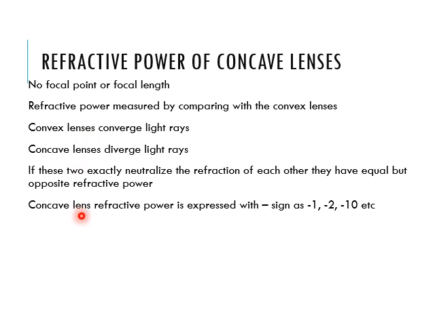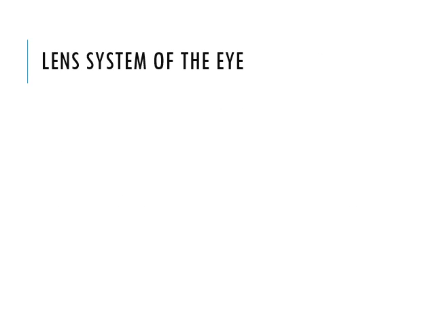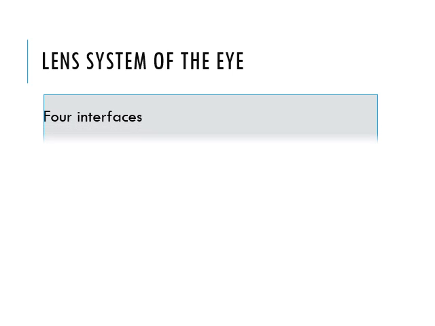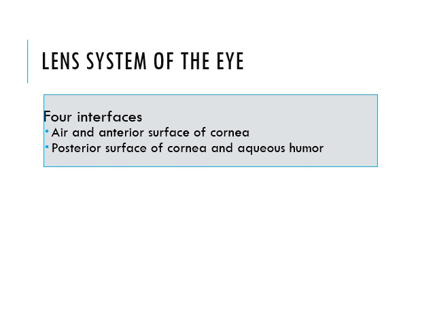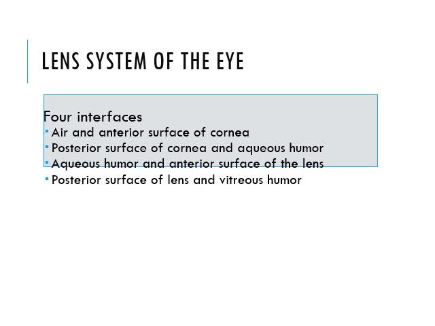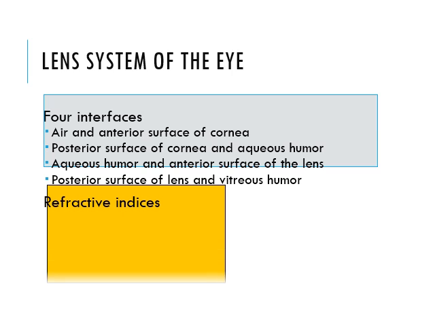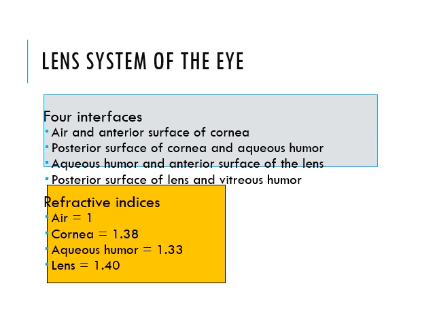The concave lens refractive power is usually expressed with a negative sign, for example, -1. Now there are four interfaces of the lens system and different refractive indexes.